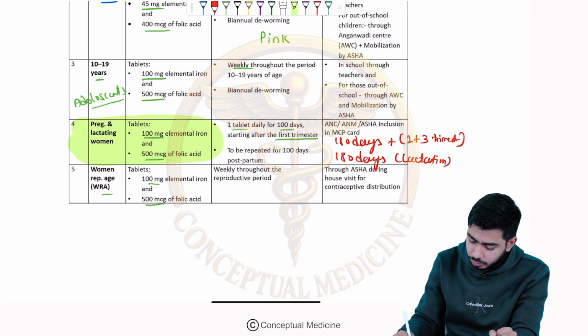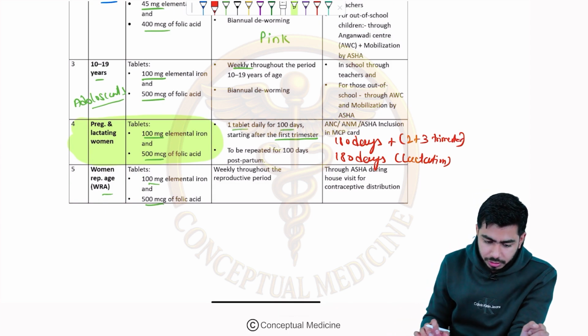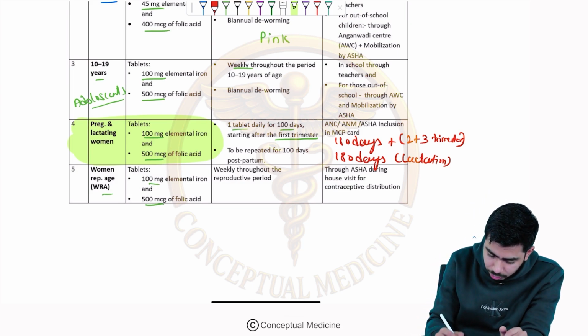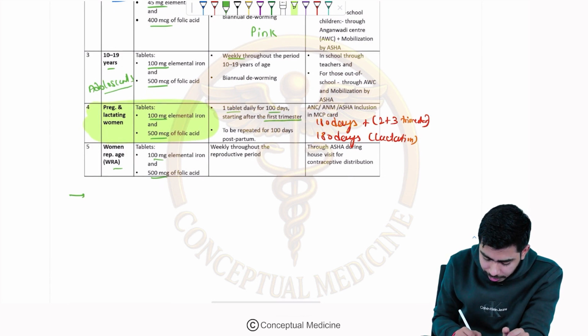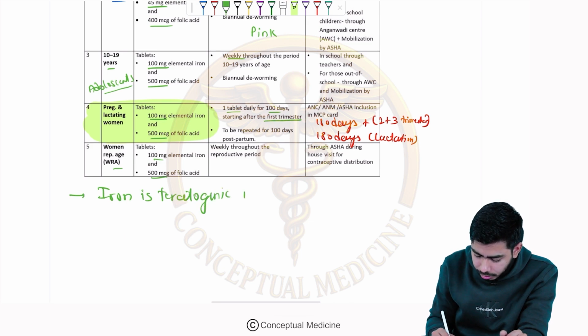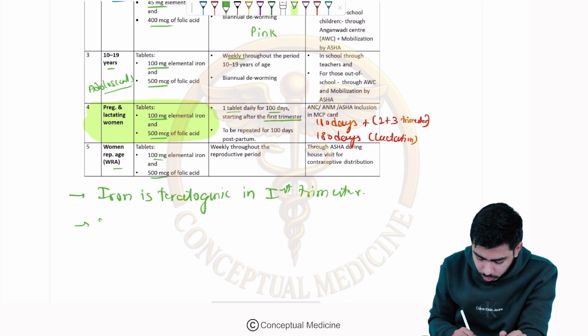Please do remember that as far as iron folic acid supplementation in pregnant ladies is concerned, that is very important. Once we have talked about that, one more thing I shall be documenting, that I told you: iron is teratogenic in the first trimester, so it should not be given. Iron is contraindicated in the first trimester.